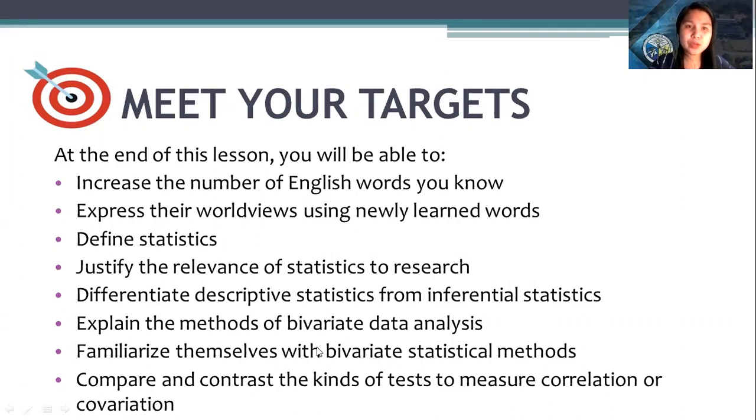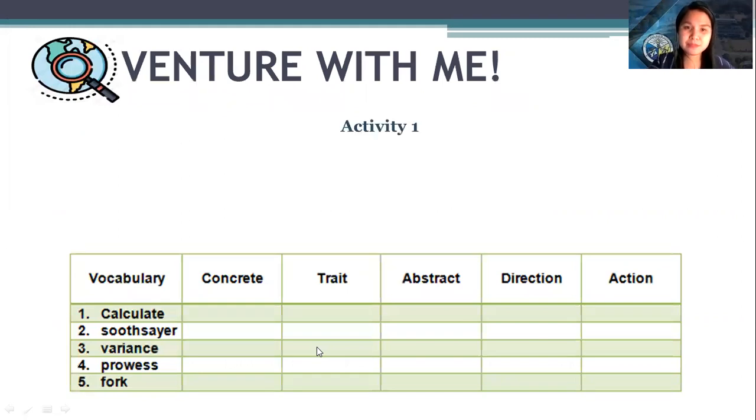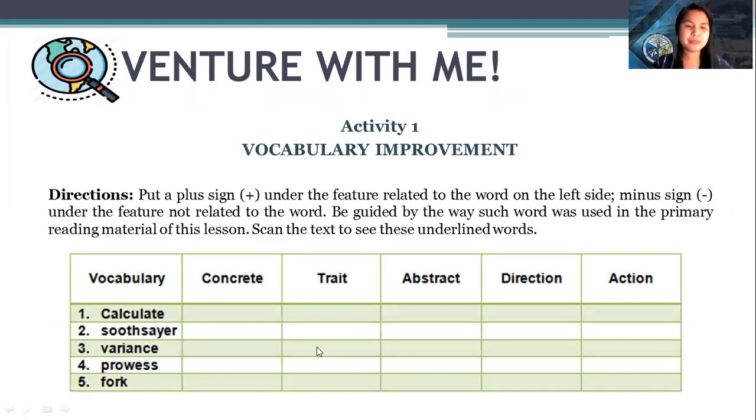Now, we start with this venture with me activity in your activity number 1. I will not ask you to do plus and minus, but you can tell me what the word is all about. If you say concrete, it's tangible. If you say trait, it's a characteristic. If you say abstract, then it would mean something that would represent another thing. Then direction. And the last is action.